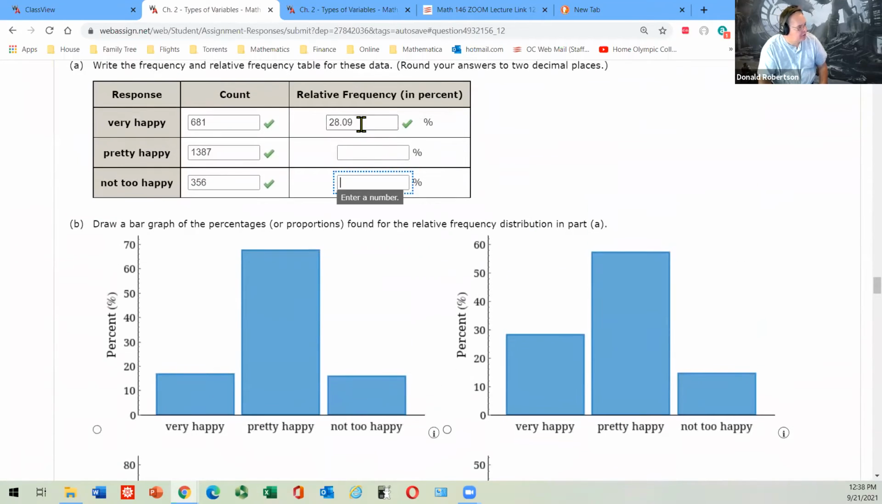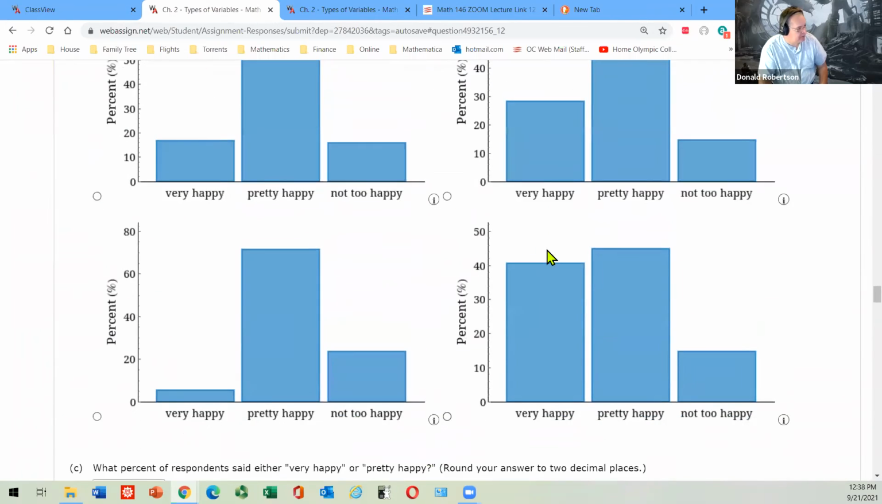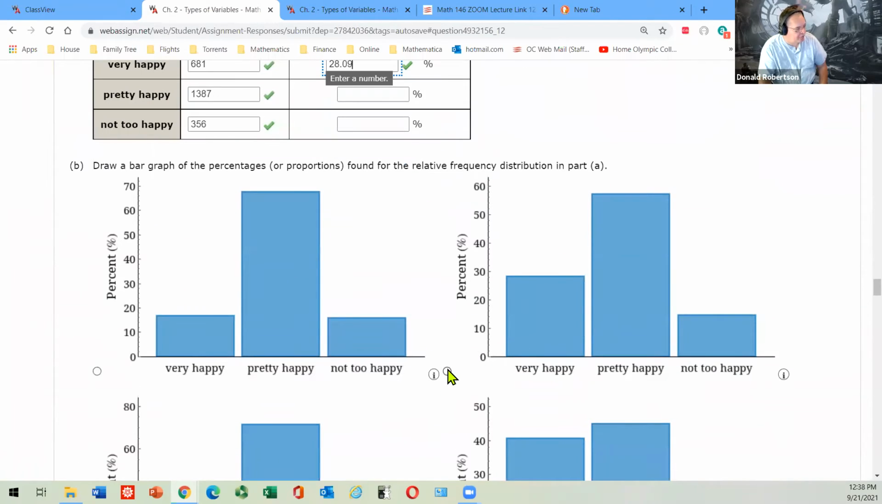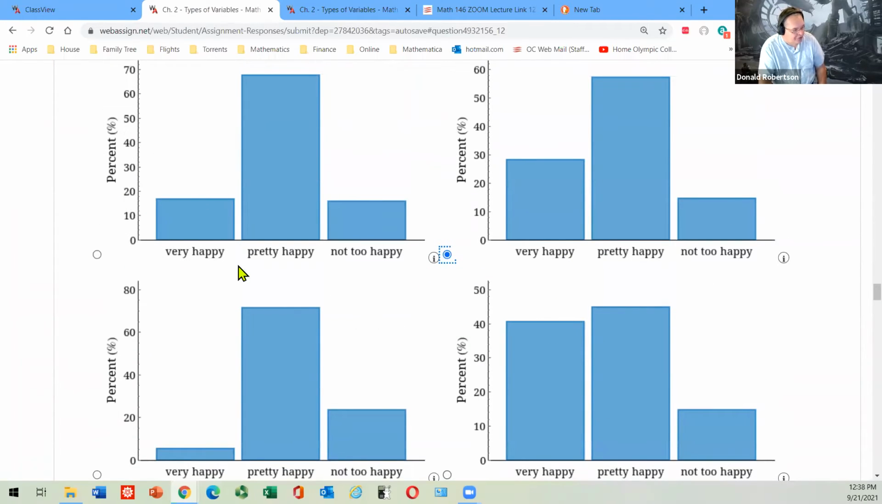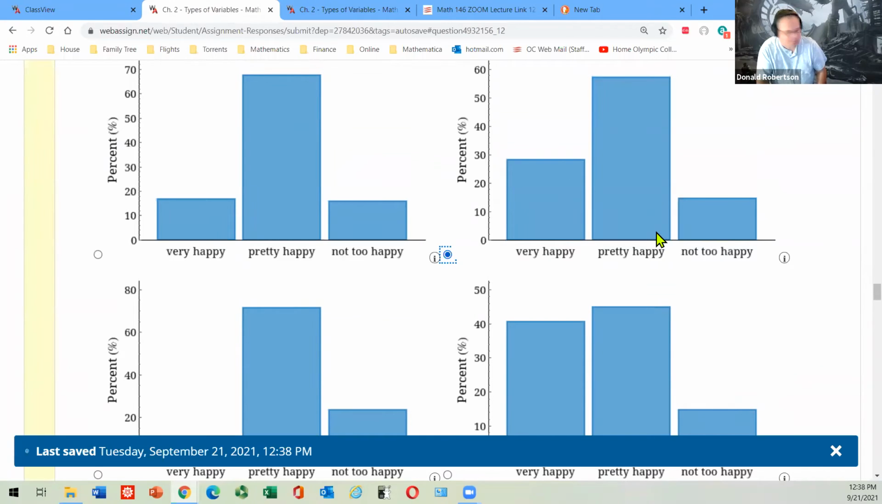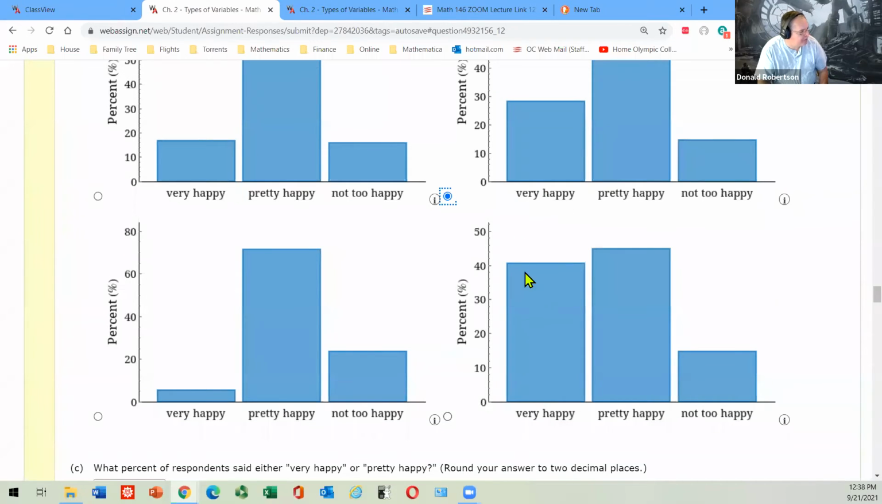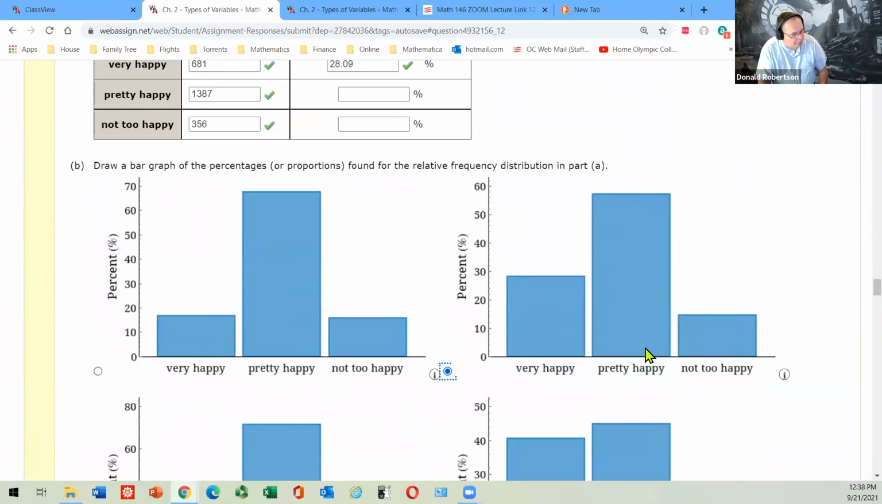Not a guess. Since this is 28.09, would you agree the only one that has very happy that looks like it's probably at 28.09 is this one? So I don't really need to pay much attention to the others once I've figured that out. If there were 2 of them at the same place, then wouldn't I probably then look at the pretty happy to see which one was that number? And I guess if they were really sneaky, I might in some questions have to look at the last one as well before I could finally separate them and say, yeah, that one works and that one doesn't.